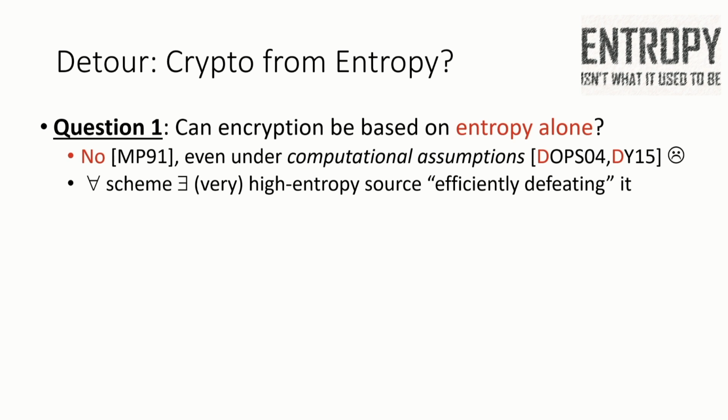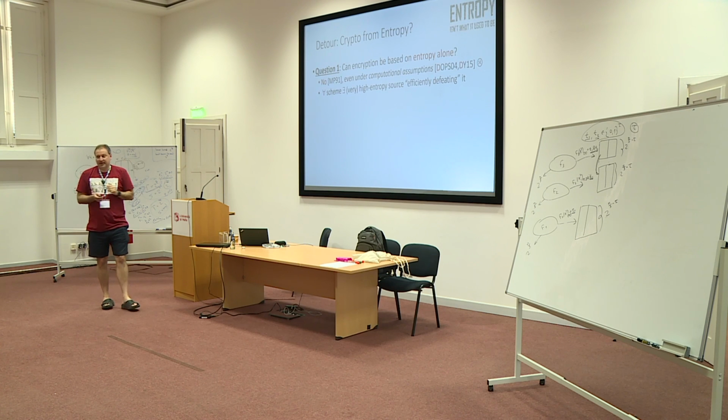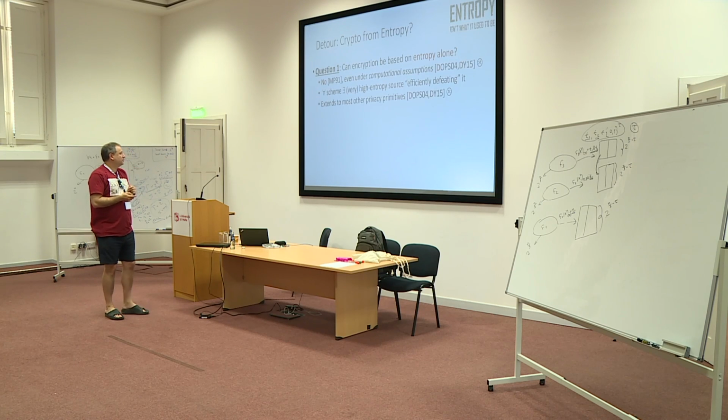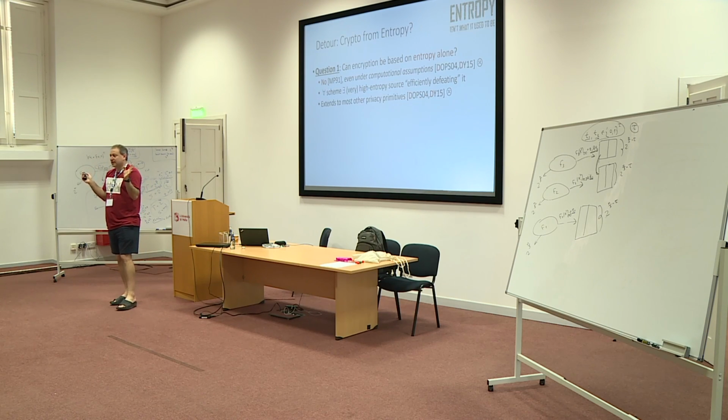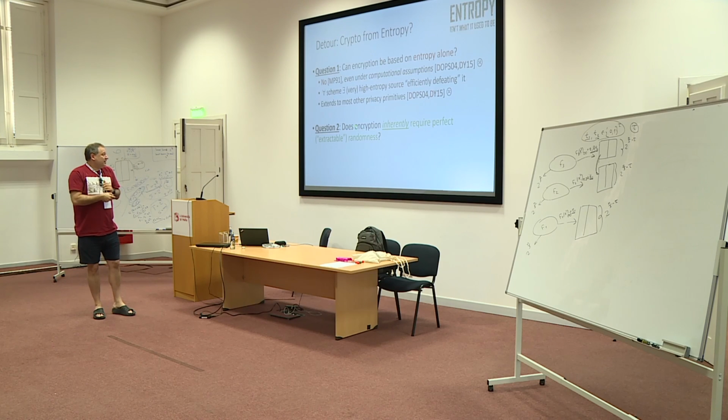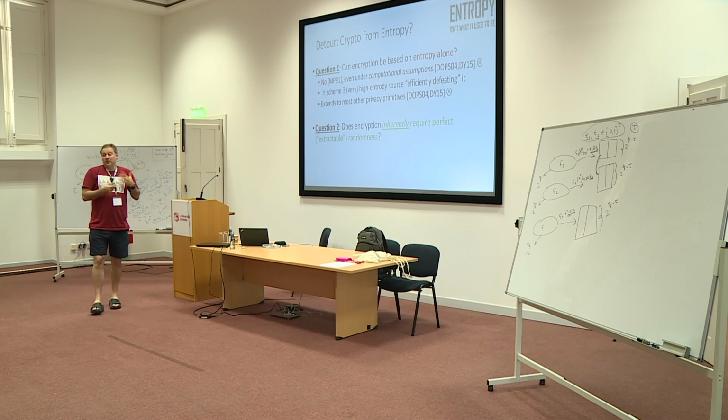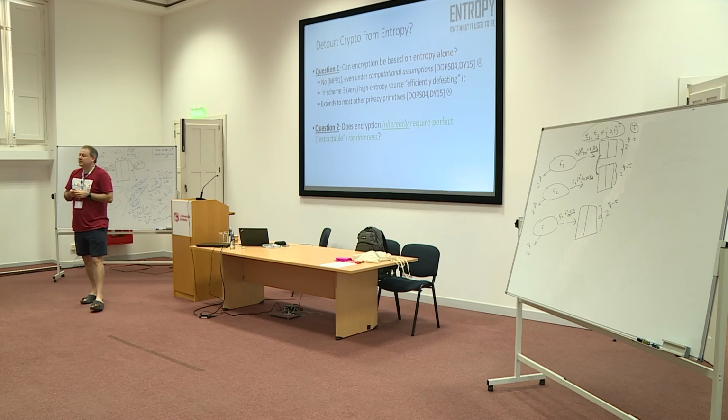At this level, I want to keep it high level without getting into detail, just to tell you the flavor of the results. So for any scheme, there is a high entropy source that will defeat the scheme. You cannot have a scheme that universally works for all high entropy sources. And it even extends not just to encryption, but to basically anything privacy related, like zero knowledge, commitment, and things like that. And then I asked an even more ambitious question. So yeah, there was a question.